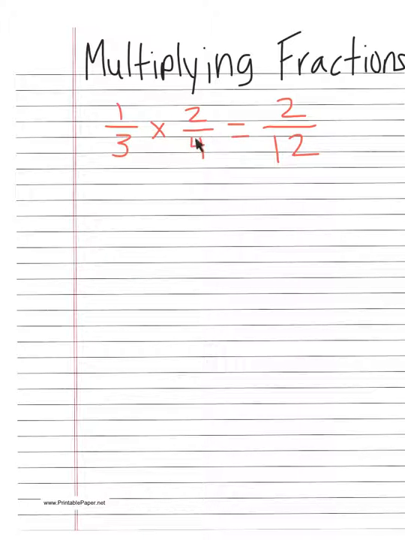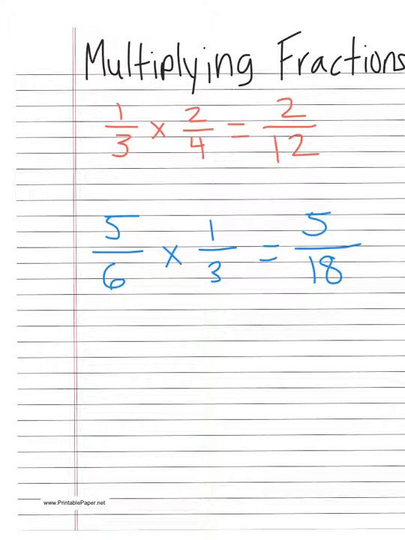And if I forget what 3 times 4 is, let's solve another fraction multiplication problem. If I have the problem 5/6 times 1/3, again, I am just going to multiply across. So I have 5 times 1, and 5 times 1 is 5. And then I have 6 times 3. So over here it is 18. And that is my answer.